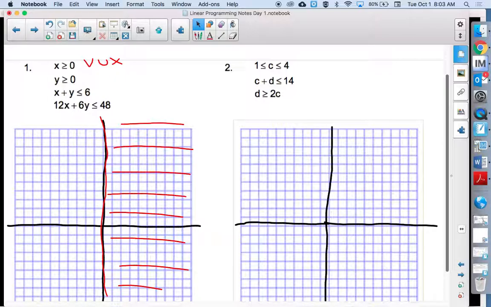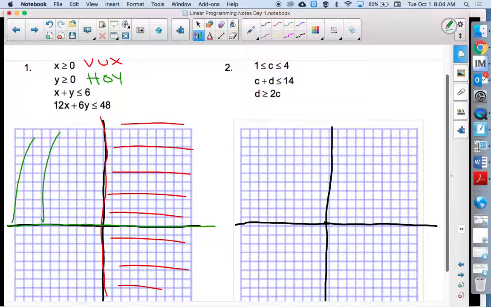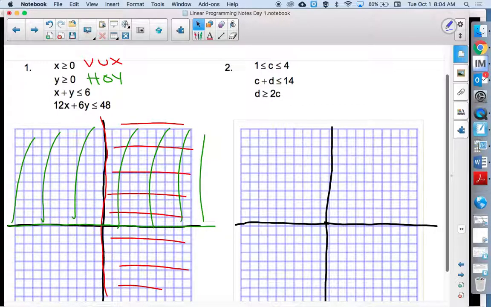The second one says y is greater than or equal to 0. Y is our horizontal line. So that is the horizontal line because the slope is 0. And that would be on the x-axis. Greater than or equal to means I'm shading above. So just by graphing those two, I know my answer should be in the first quadrant. So that's where our feasible region should be located. Based off of the first two restrictions, my answer is going to be in the positive quadrant, that first quadrant.